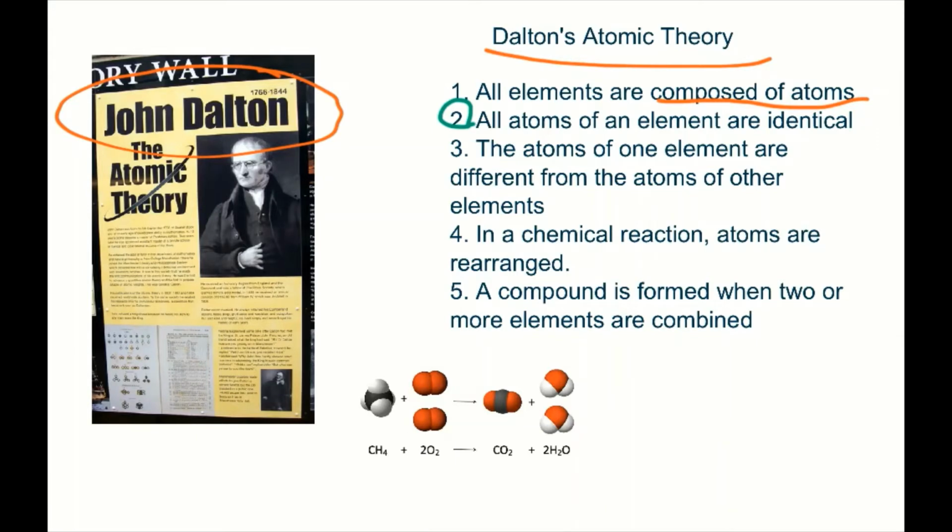Third, atoms of an element are different from atoms of other elements. So this goes back to the discussion of how the element describes the type of atom we have, so therefore different elements have different types of atoms. So now let's get on to number 4. In a chemical reaction, atoms are rearranged.